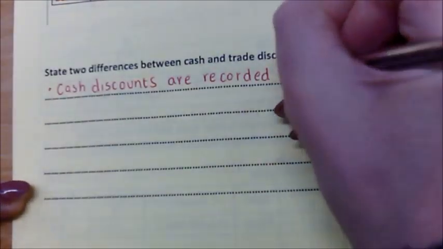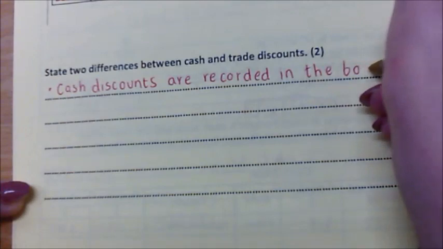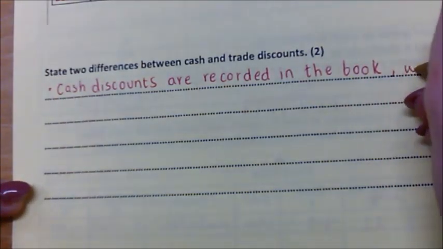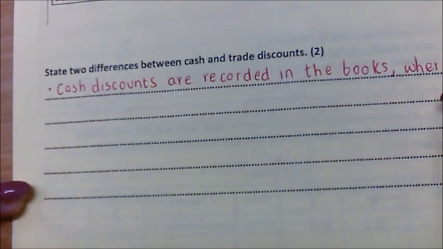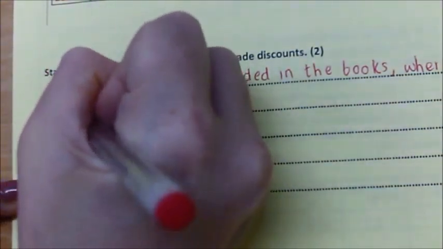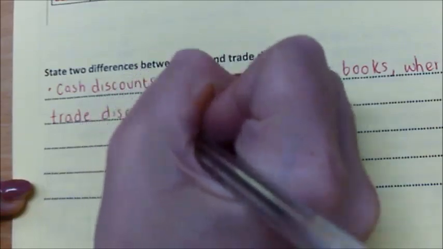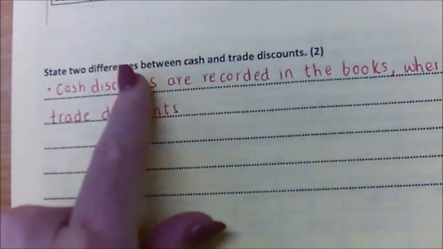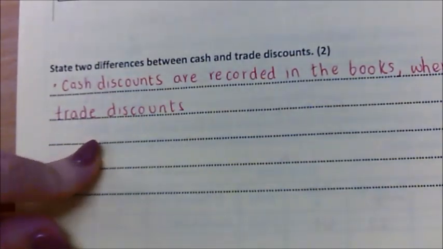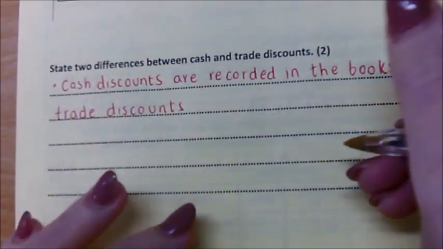So two differences. I'm going to put my first difference, you should write this up in full sentences, I'm just demonstrating here, that cash discounts are recorded in the books, i.e. in the cash book, whereas trade discounts are not. If you are asked to state two differences, you must compare. If you just put this and don't mention the trade discounts, I wouldn't award you the mark because you're not stating a difference.